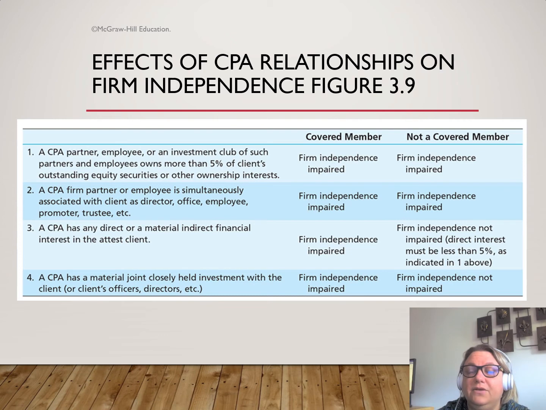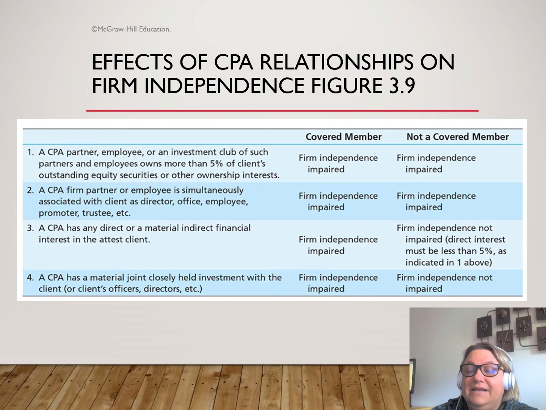Then you're impaired. The firm's independence, though, is not impaired if the direct interest is less than 5%, as indicated in number 1. So if it was less than 5%, then you're good to go. The CPA has a material joint, closely held investment with the client.